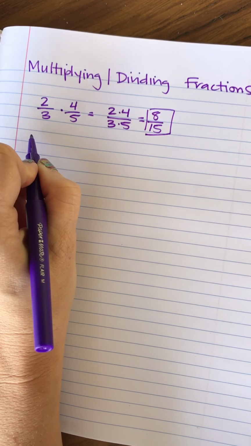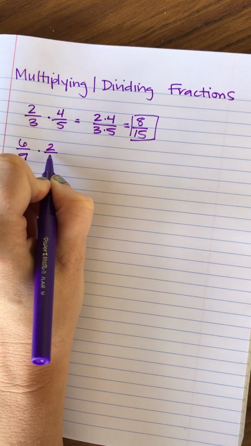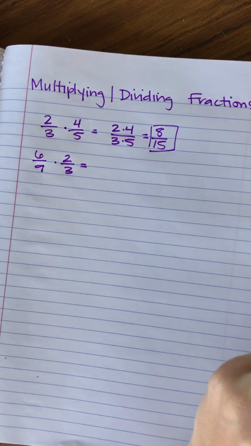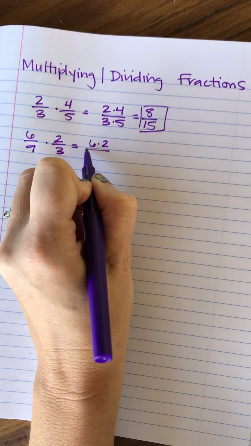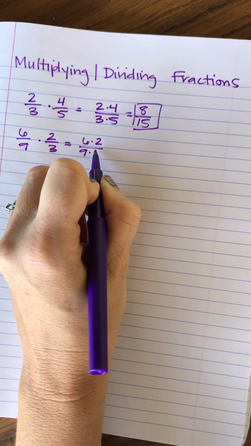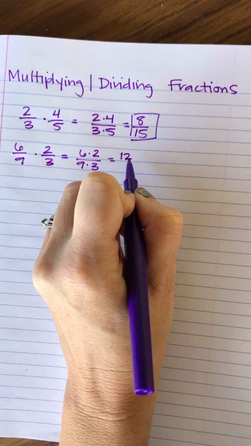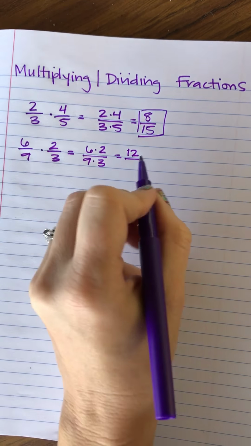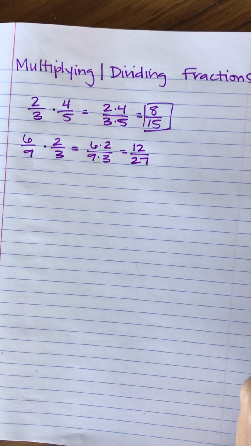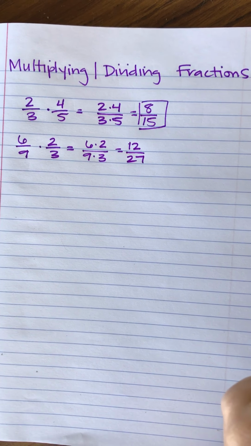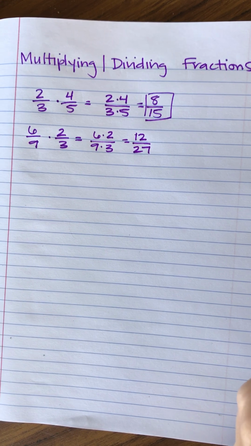Let's do 6/9 times 2/3. Let's go straight across. 6 times 2 over 9 times 3. 6 times 2 is 12. 9 times 3 is 27. So the answer is 12/27, but it's not in its lowest form. So now we need to simplify.